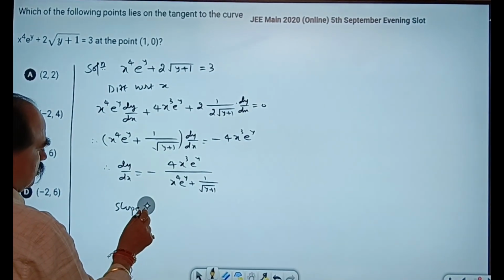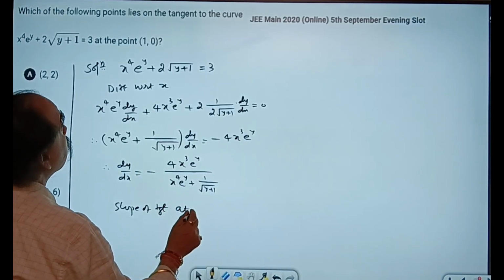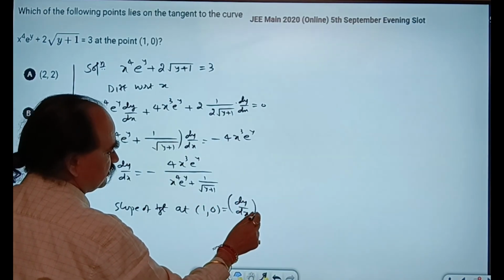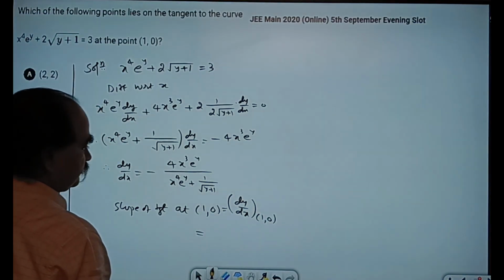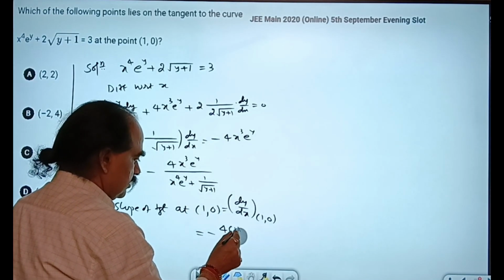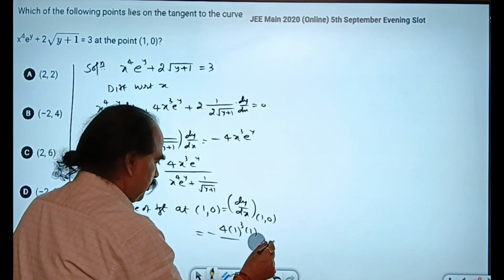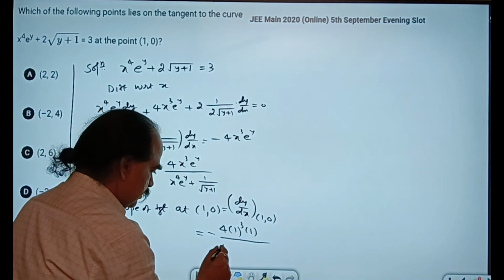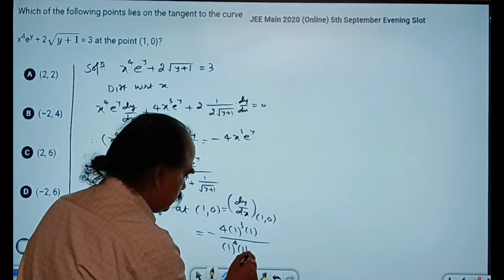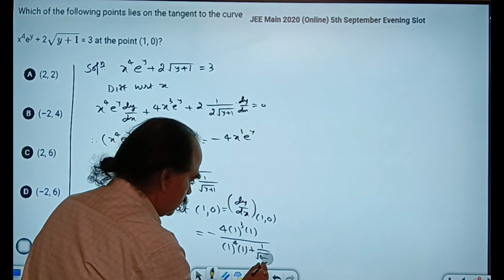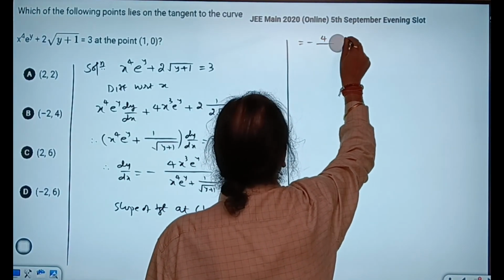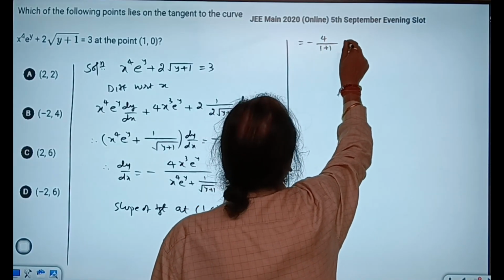Slope of the tangent at (1, 0), dy by dx at (1, 0): replace x with 1, y with 0, to get minus 4 into 1 cube into 1, e raised to 0 is 1, upon 1 raised to 4 into 1 and 1 upon 1 plus 1, which is equal to minus 4 upon 2, which is minus 2.